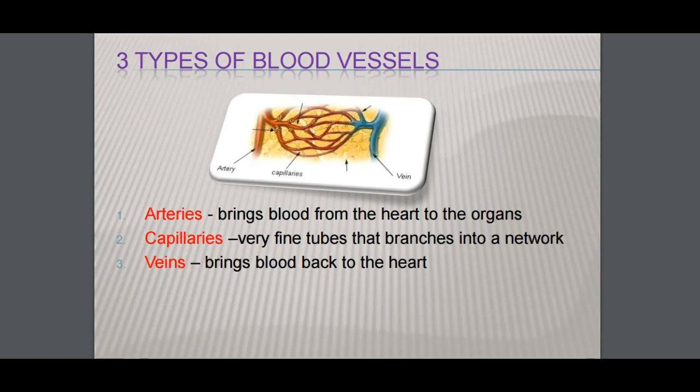There are 3 types of blood vessels. The arteries, which bring blood from the heart to the organs. The capillaries, which are very fine tubes that branch into a network, and they're in the middle. And the veins, which are on the right. They bring blood back to the heart.